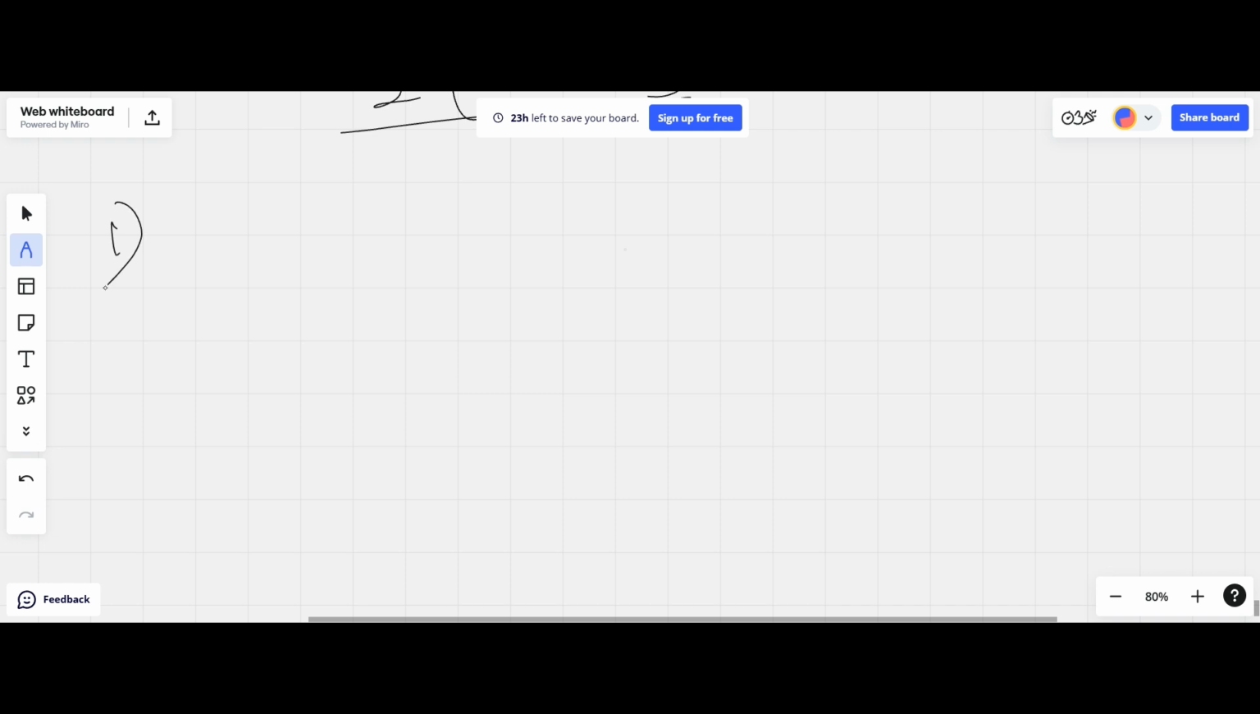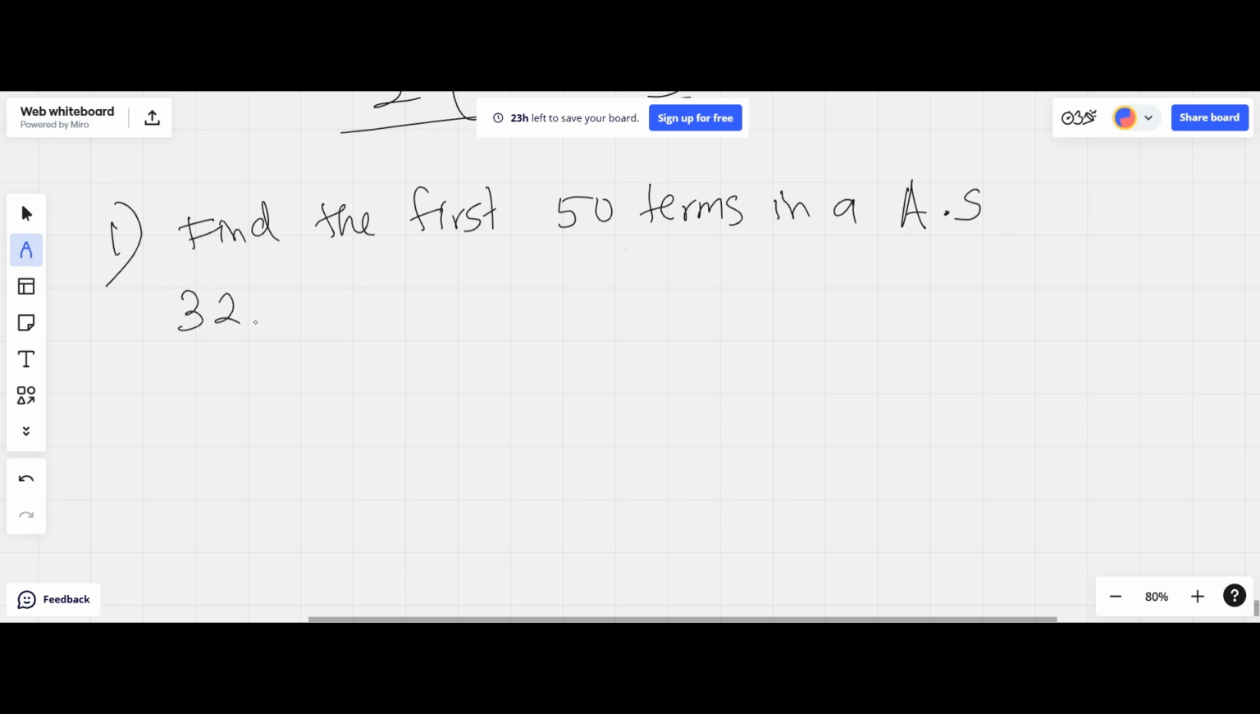Find the first 50 terms of an arithmetic sequence. The sequence is like this: 32, 27, 22, 17, 12, and it goes on likewise. They're asking to find the sum of the first 50 terms.